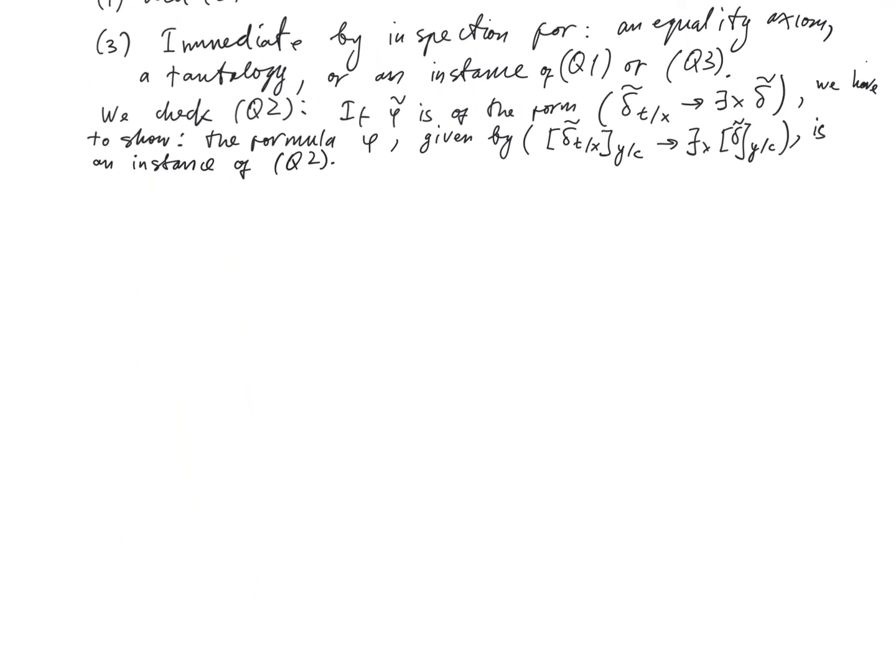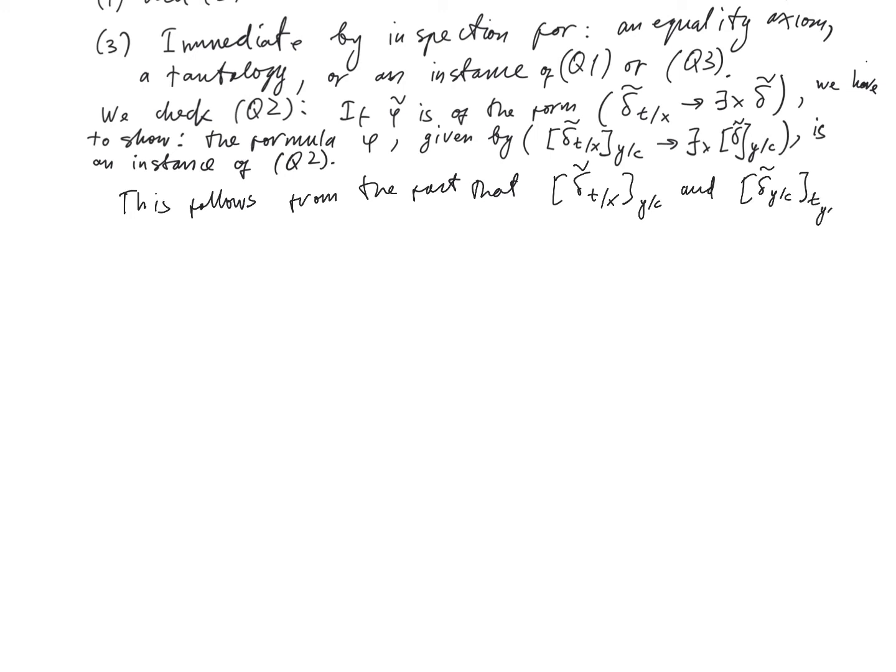This claim follows from the fact that the formulas delta tilde with t substituting x and with y substituting c, and the formula delta tilde with y substituting c first, and then the term t with y substituted in the place of c, substituted in the place of x, are equal, and this can be checked by induction on height.